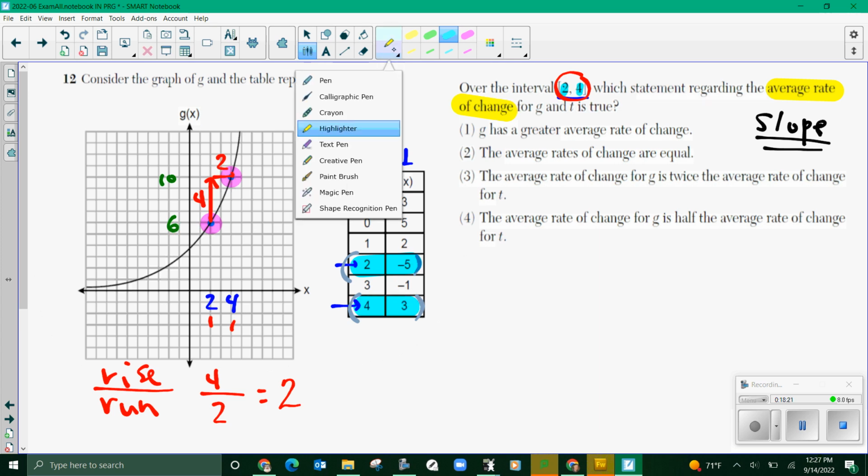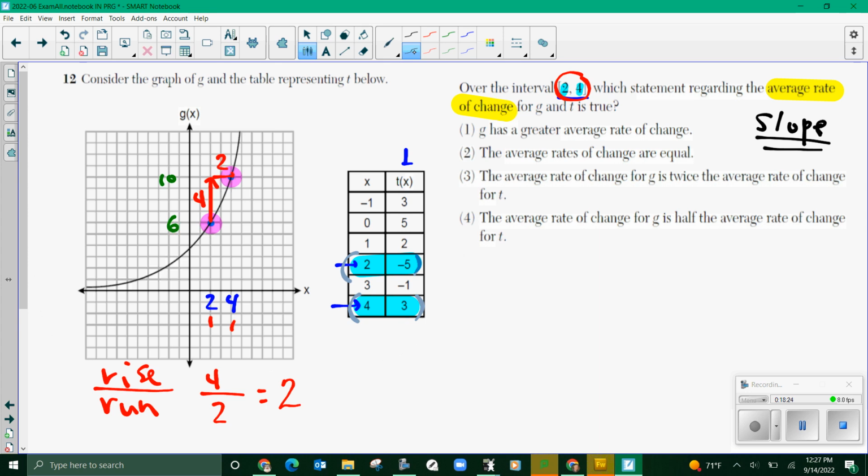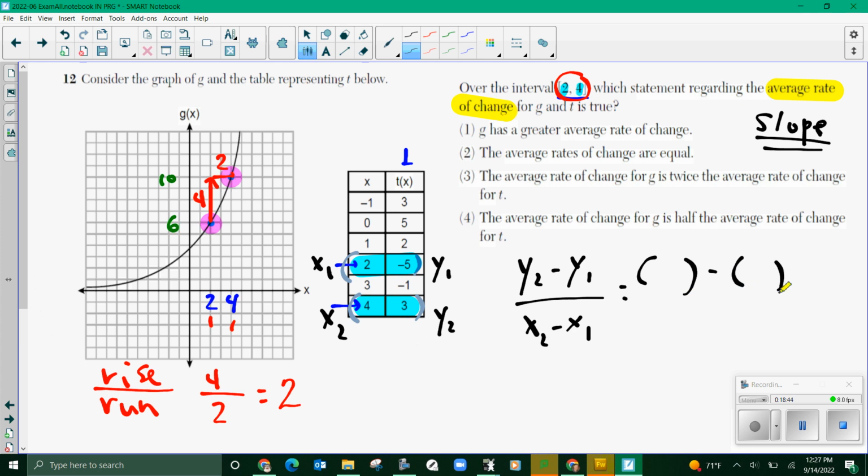So let's call this x1 and y1. This will be x2 and y2. So now we're just going to do y2 minus y1 over x2 minus x1. Okay, let's plug in my y2 minus my y1. My y2 is 3. My y1 is -5. All over my x2 minus my x1.